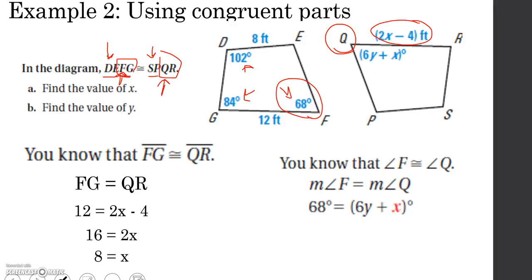So 68 is equal to 6y plus x. That's in red there because we already know what the value of x is. We see that it's 8, so I could go ahead and use that. I'm going to subtract that from both sides and divide by 6, and I get the y value of 10.